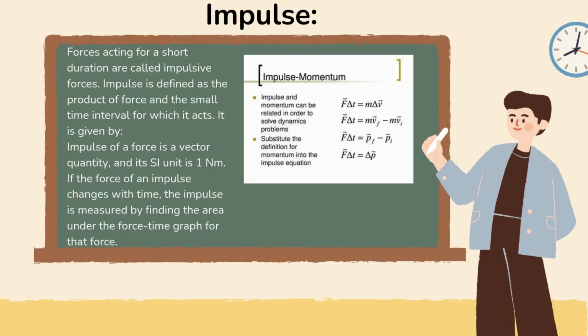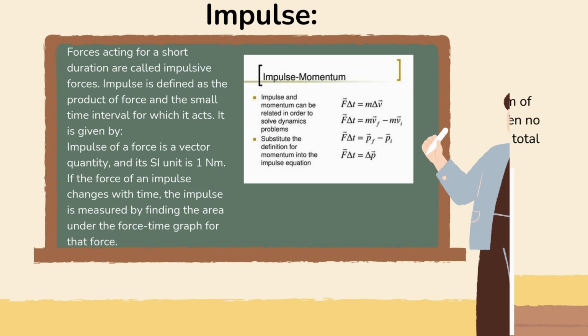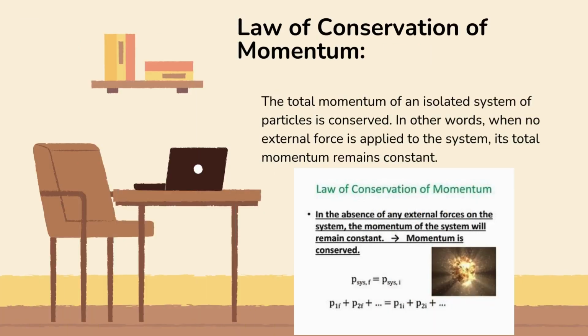What is impulse? Forces acting for a short duration are called impulsive forces. Impulse is defined as the product of force and the small time interval for which it acts. See the image. Impulse of a force is a vector quantity, and its SI unit is 1 Newton-second. If the force of an impulse changes with time, the impulse is measured by finding the area under the force-time graph for that force.